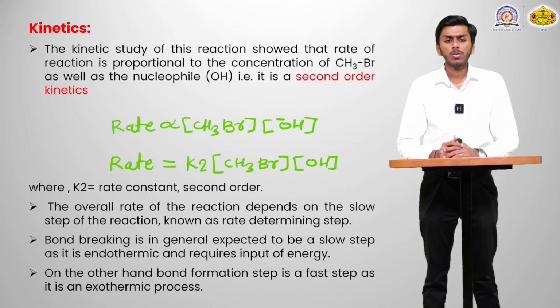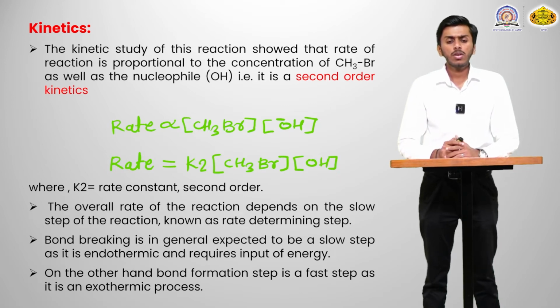The rate is directly proportional to the substrate and nucleophile, and then we will replace the directly proportional sign by an equal sign by substituting a constant K2. K2 is the second order rate constant. So the final rate law is rate equals K2 multiplied by the substrate concentration multiplied by the nucleophile concentration. Here in this case the substrate is methyl bromide and the nucleophile is the hydroxide ion, OH-.